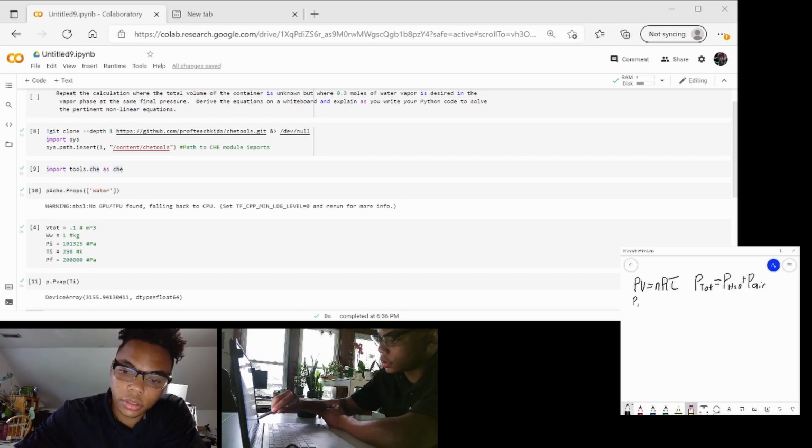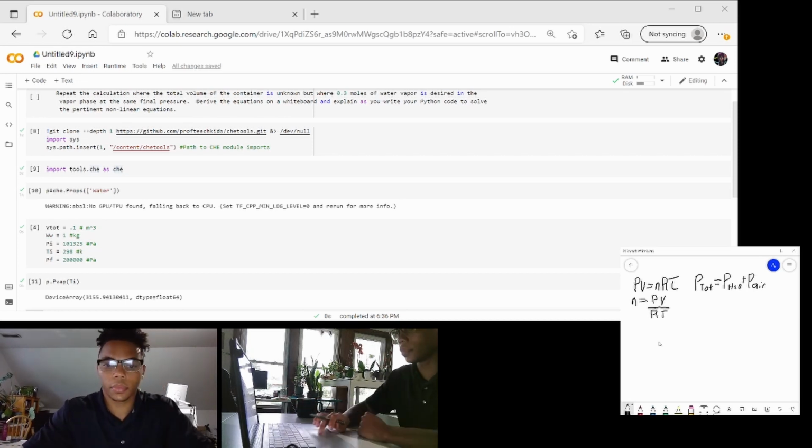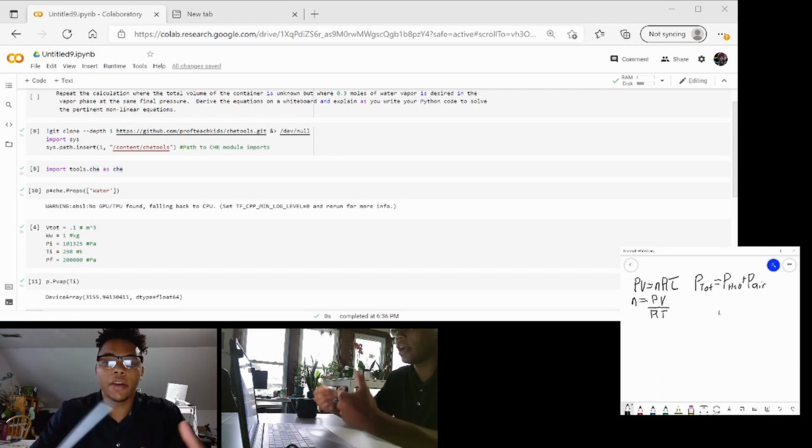So let me just get rid of that and rewrite this equation. We have n equals PV over RT. Make sure we're all seeing the same thing. Perfect. All right. And so now that we're going to find our moles, we need to figure out our pressure.